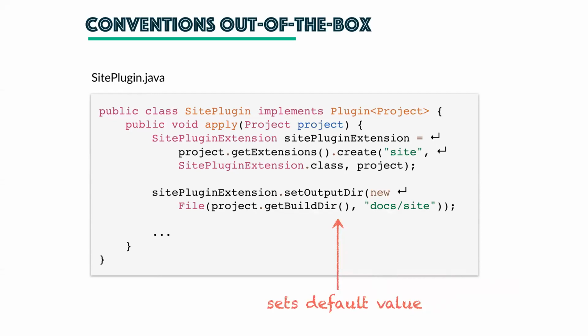So envision that we wanted to make our site plugin configurable, and we do that with the help of a so-called extension. And the extension can already set some default values here. So for example, if we wanted to say for our plugin, when you generate your site, then please put the output into an output directory. And that output directory should sit in the build directory plus the subdirectory docs/site. So that's our default convention here. The default convention is useful. It's already been set when you apply the plugin.